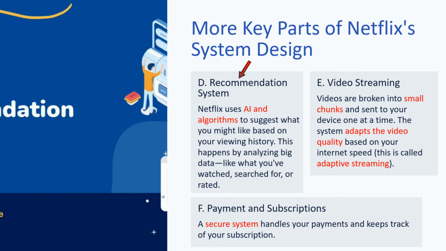Next key part is the recommendation system. Netflix uses AI and algorithms to suggest what you might like based on your viewing history. This happens by analyzing big data, like what you have watched, searched for, or rated.